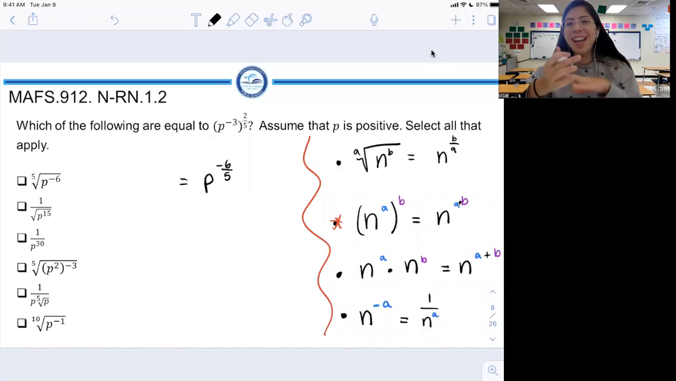Would we keep that as a fraction or would we simplify it into a whole number?